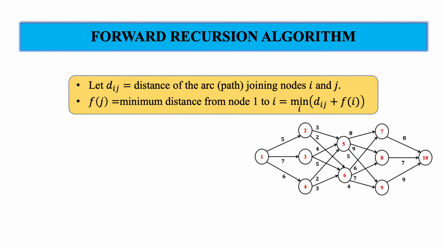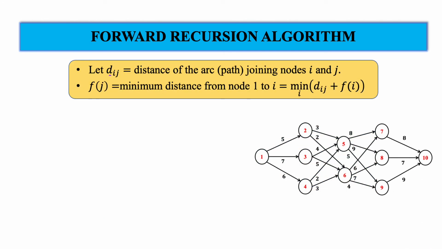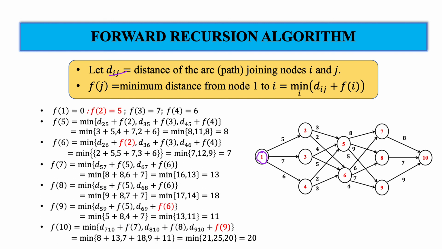So in the forward recursion algorithm, Fij is the same, Dij is the same. Fi is the minimum distance from node 1 to any other node. Instead of following from 10 to any node, where we were checking in the backward direction, now we will move in the forward direction. We will check from 1 to any node. Okay, so almost the same things are there. So first we see F1 is 0, F2 is 5, F3 is 7, F4 is 6.